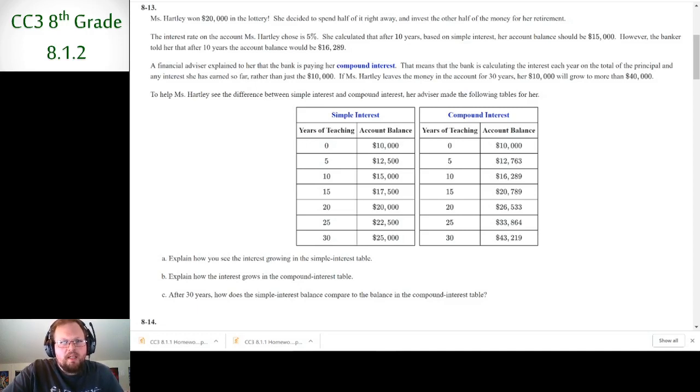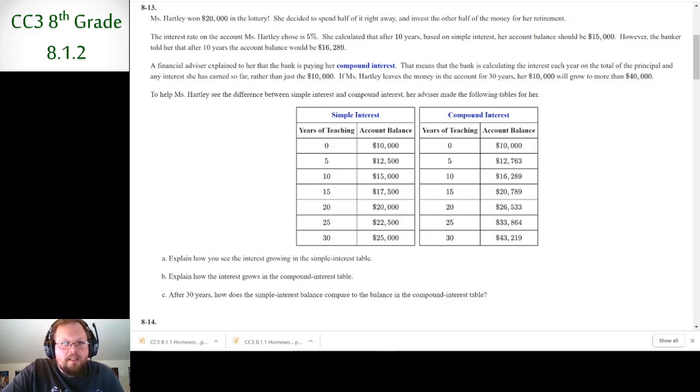What you'll notice is that when you are dealing with simple interest, the amount that it's increasing by is a fixed value. It goes up by exactly $2,500 each 5 years. In compound interest, the values are a little bit different. But look at the 30-year amount for each of these. In each case, the 30-year value is way better for compound interest. It's the same 5%, but she's going to be making a little bit under $20,000 more in the 30-year value.